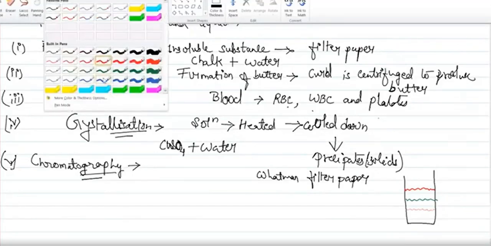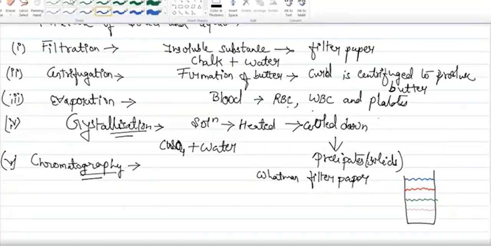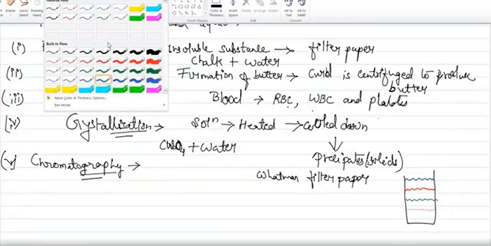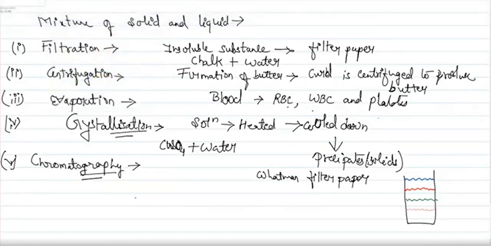Those different layers show us the separation of the substances. Let's say a green layer has been formed, a red layer has been formed, and a blue layer has been formed. So these three colored layers show the separation of three different substances, which is done by this particular method, and this method is known as the chromatography method.